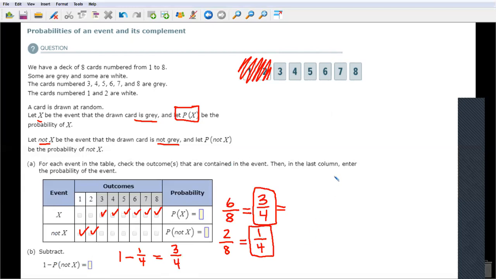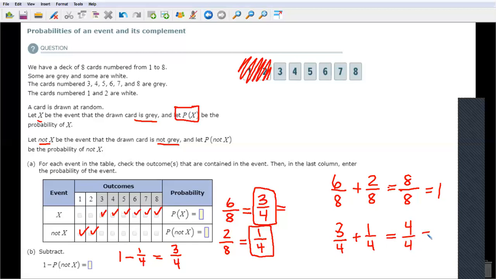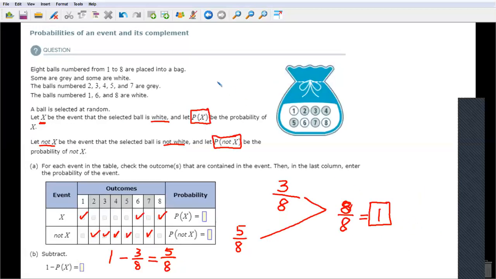One thing you'll notice here too, to kind of put a bow on everything, is that if you added 6 and 2 over 8, you would get 8/8, which is 1. If you add up the simplified fractions, which would be 3/4 and 1/4, you get 4/4, which is also 1. So really, these two answers are exactly the same.